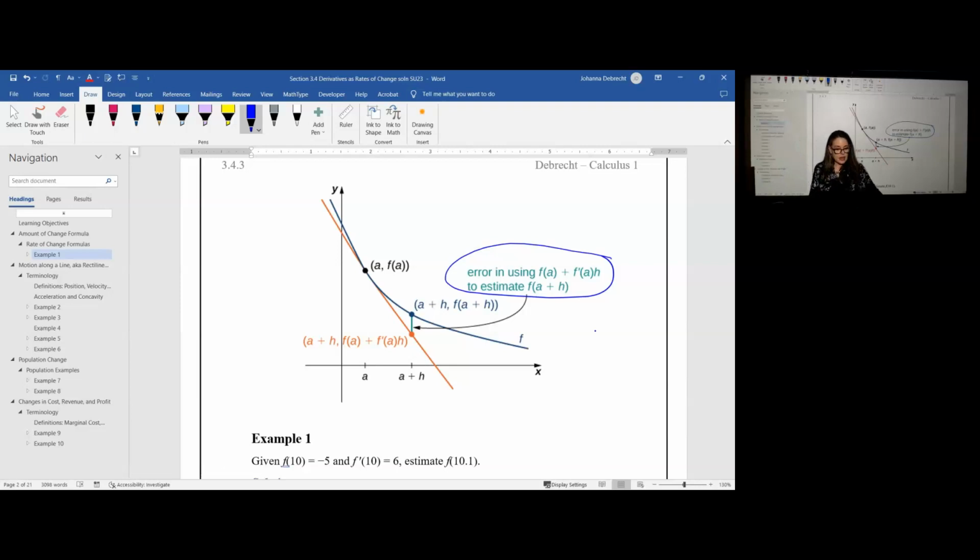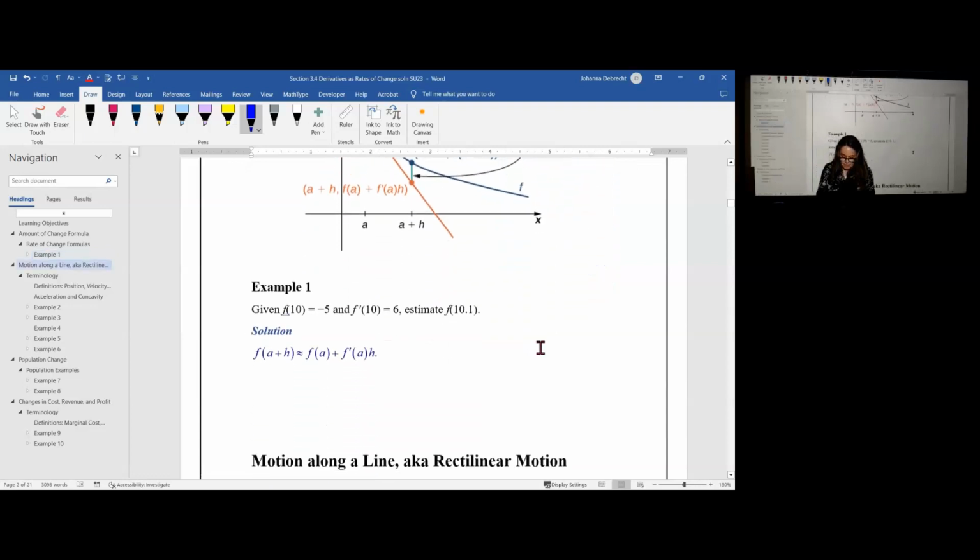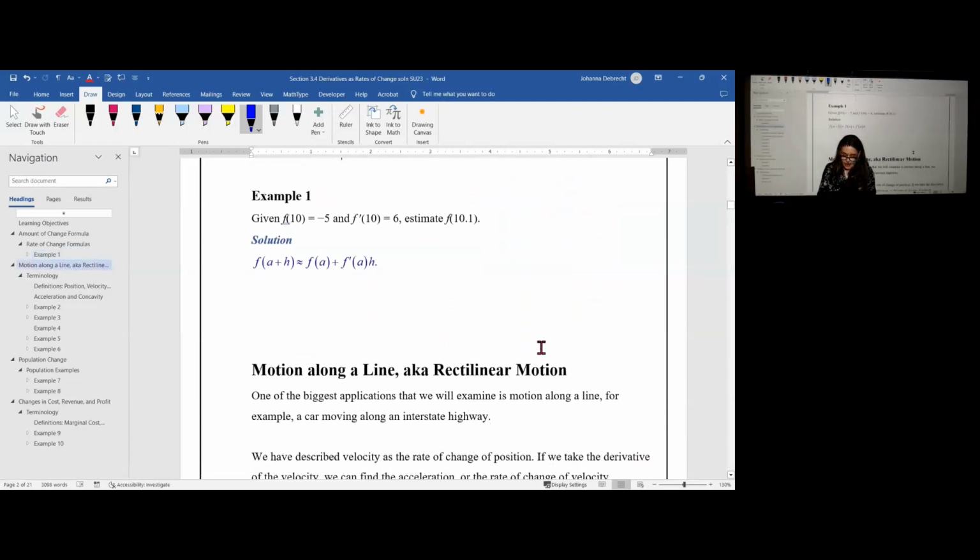Now let's take a look at an example. In this particular example, what we want to look at is a function where f of 10 is -5, and the derivative at 10, same value, is 6. We want to estimate what the function value is at 10.1. But we're not given the function. In this case, we can use that tangent line approximation to approximate the value on the function.